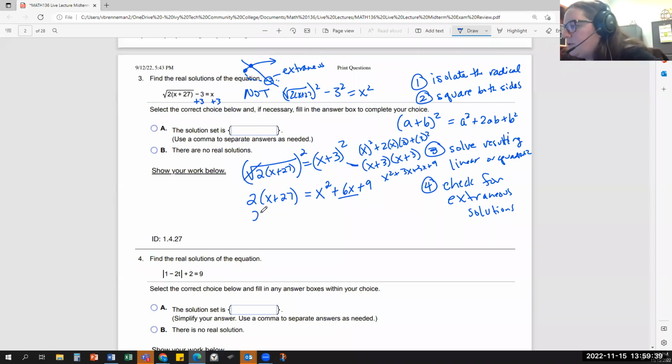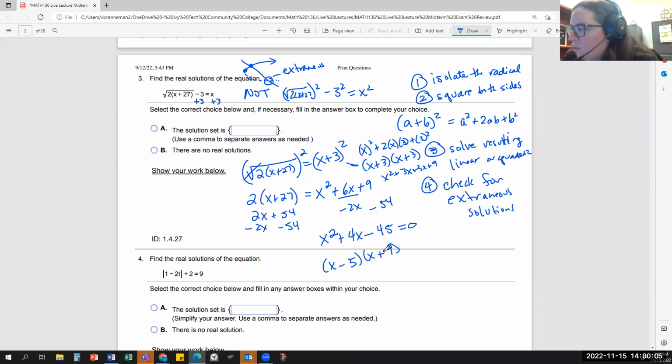I'm going to distribute the 2 here and then move everything to one side of the equation so that I can solve a quadratic correctly. So I have x squared plus 4x minus 45 equals 0. I'm going to see if I can factor that. So 45, 5 times 9. If I make that a -5 and a +9, those multiply together to get -45 and add together to get +4. So I get my potential solutions of 5 and -9, but I have to test those back in the original equation.